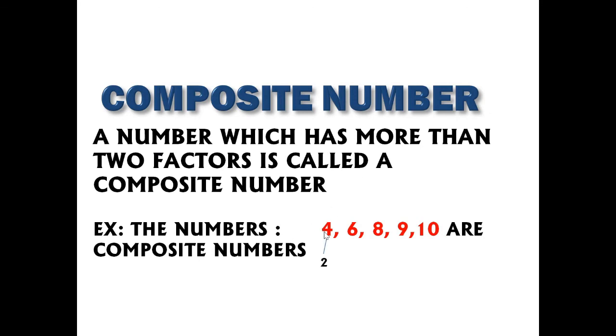Then the composite numbers are numbers which have more than two factors. 4 has one more factor, that is 2, apart from the number itself and 1. 6 has 2 and 3 as factors apart from 1 and 6. 8 has 2 and 4 apart from 1 and 8. 9 has 3 apart from 1 and 9. And factors of 10 are 2 and 5 apart from 1 and 10. So these numbers are called composite numbers.